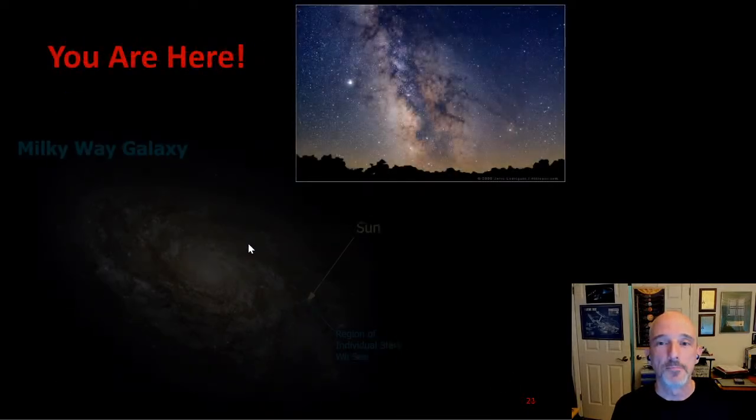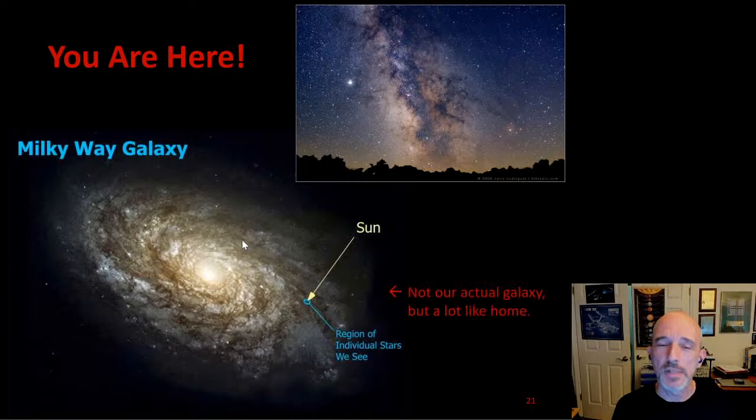But if you were to look at it from the outside, it would look something roughly like this. This is kind of a flat structure with a bunch of stars in it. Now there's a little note here that says not our actual galaxy, because we have this problem of being inside the Milky Way and we cannot travel outside it to really look at it from the outside.